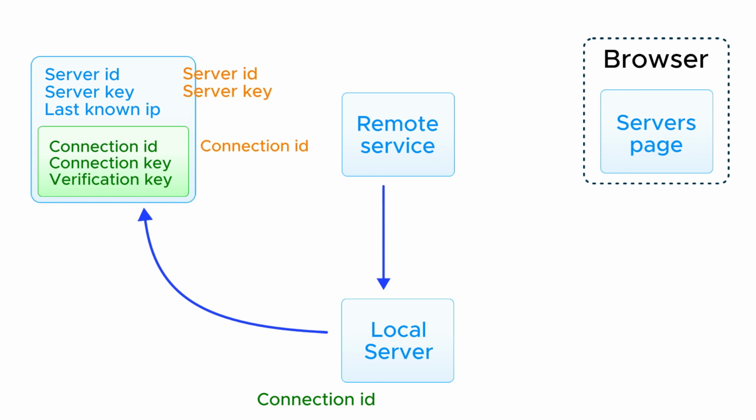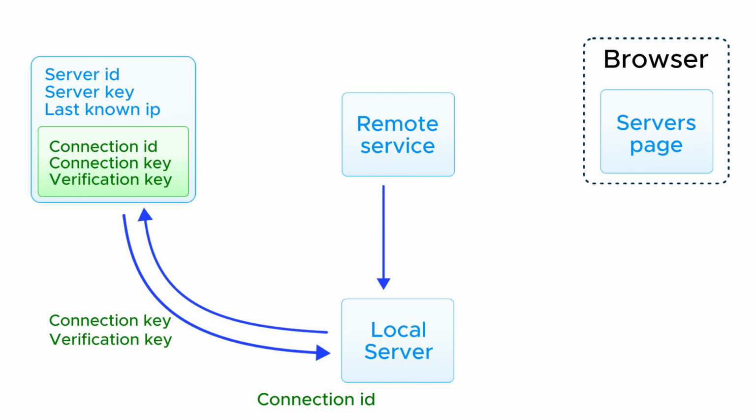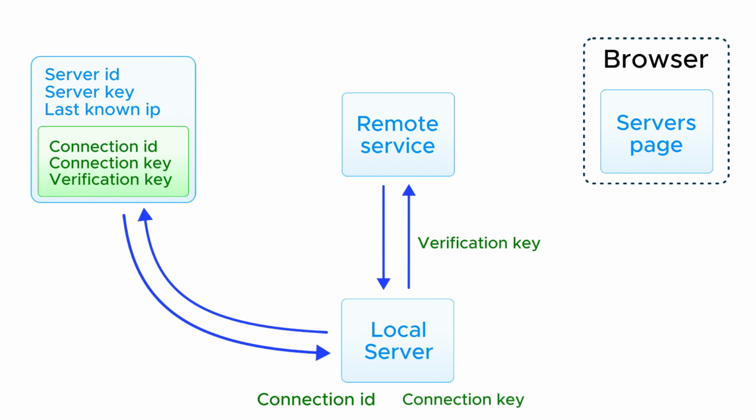If credentials match and there is pending connection request of given ID associated with given server, remote service will reply with connection key and verification key for this connection. Local server will send verification key as response to initial call and wait up to 30 seconds for first connection able to provide matching connection ID and connection key.